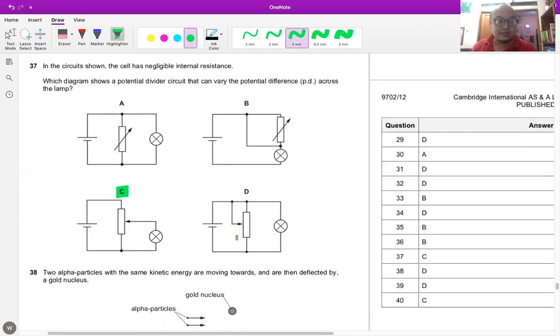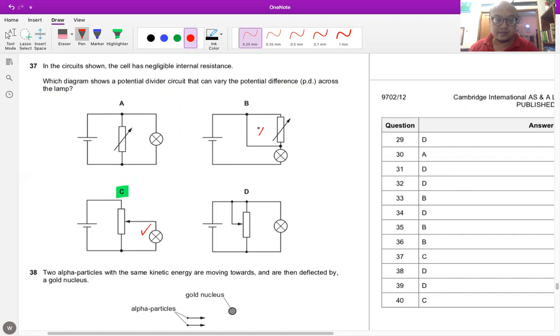37 is still in dynamic electricity. In the circuit, the cell has negligible internal resistance. Which diagram shows a potential divider circuit that can vary the potential difference PD across the length? Okay, the correct one is this one, C.